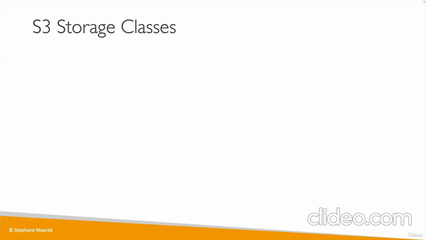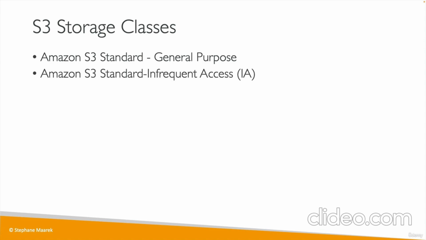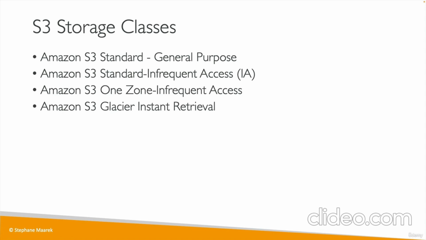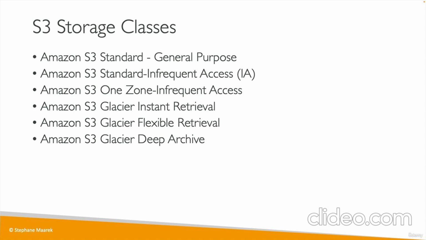Okay, so let's discuss the different storage classes we have for Amazon S3. The first one is Amazon S3 Standard, general purpose. Then we have Amazon S3 Infrequent Access. Then we have Amazon S3 One Zone Infrequent Access. Then we have Glacier Instant Retrieval, Glacier Flexible Retrieval, Glacier Deep Archive, and then finally, the Amazon S3 Intelligent Tiering.